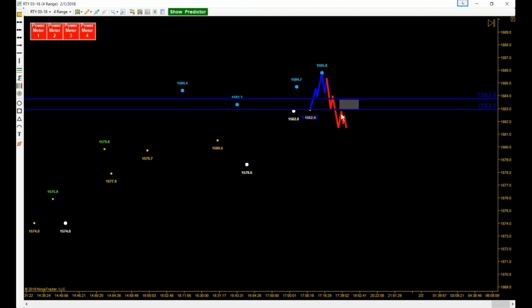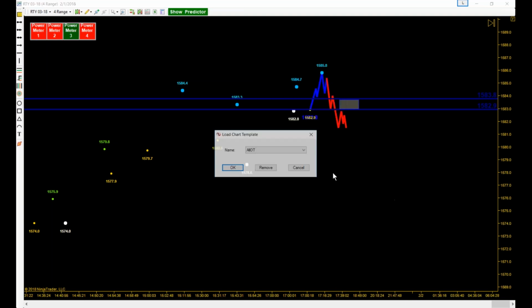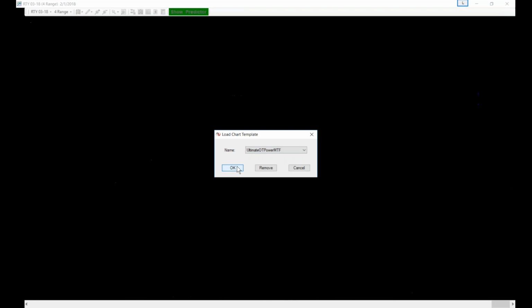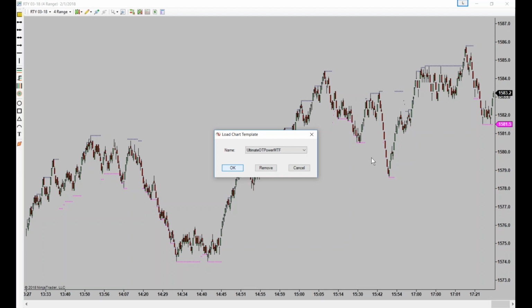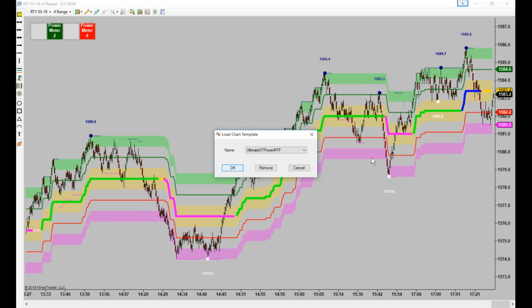Now what we can do if you want to see if this will really do this is we'll just go ahead and change this chart to our regular chart, because it'll keep those lines and everything that I just drew. Let's see what it looks like. Give it just a minute.